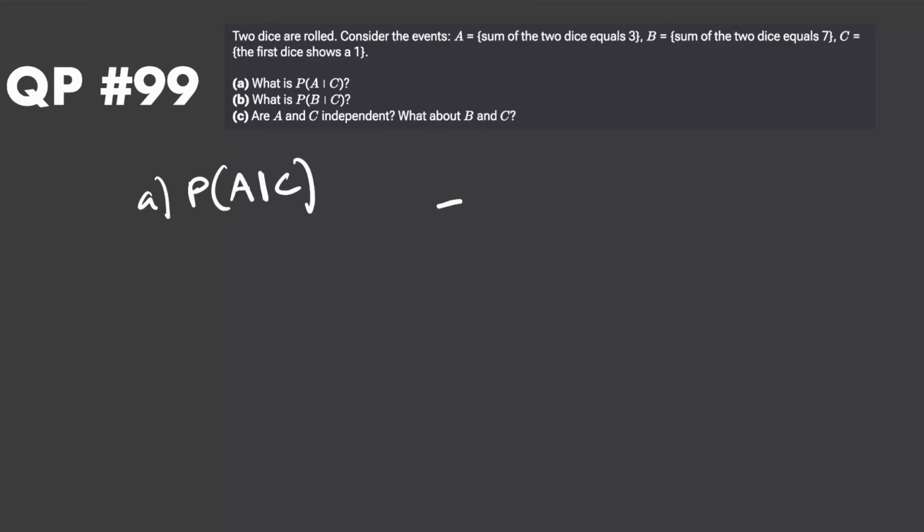Okay, so if we condition on the fact that the first dice has to be a 1, well then the second dice has 6 options. So that means there's 6 total ways for the first dice to show a 1. Now, how many of these combos have a sum of 3? Well, this dice is going to need to have a value of 2 for it to sum to 3. There's only one way to do that, so the probability is 1 out of 6 here.